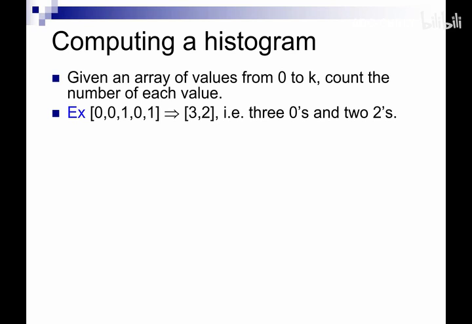Now we want to count the number of occurrences of each value. So we want to know how many zeros there are, or how many k's there are. For example, suppose the array is this thing over here. Now k here is 1, so all the values are between 0 and 1, and what we want to output is just how many zeros there are. So there are 3 zeros, and there are also 2 ones. So 3, 2 is our output.